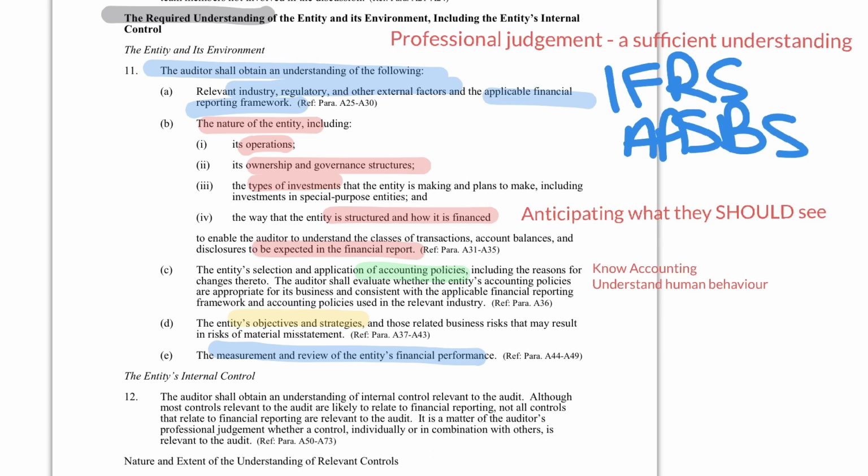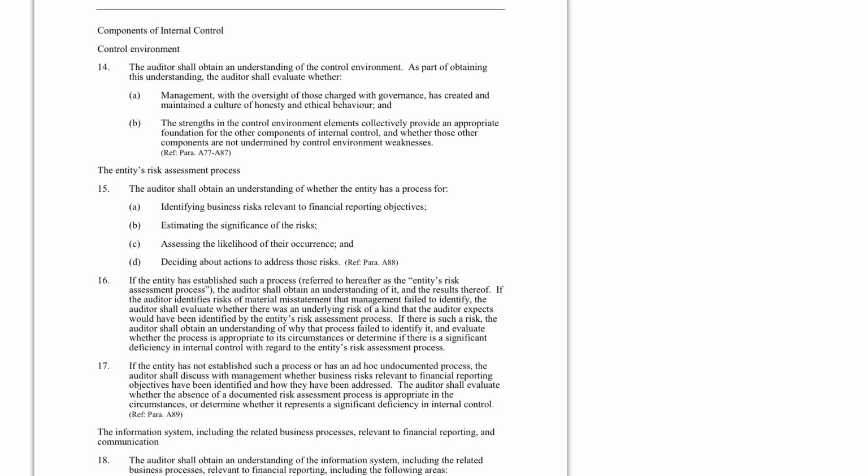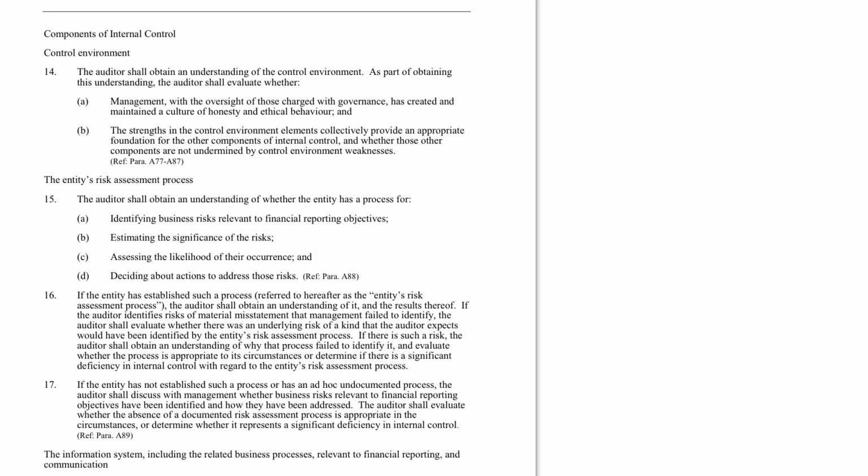Now, I mentioned that the auditor needs to have an understanding of the client, and that understanding also needs to include an understanding of the company's internal controls. So what are the things that we need to look at? And I'm just going to adjust the screen a little bit here and put this on the side.